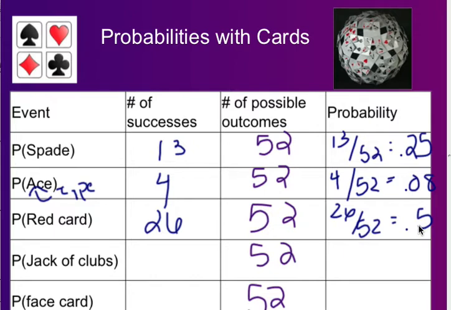We want to find the probability of getting the jack of clubs. Well, the jack of clubs is actually just one card. It's the card jack in the suit of clubs. So there's only one of those cards. So that's going to be 1 out of 52.